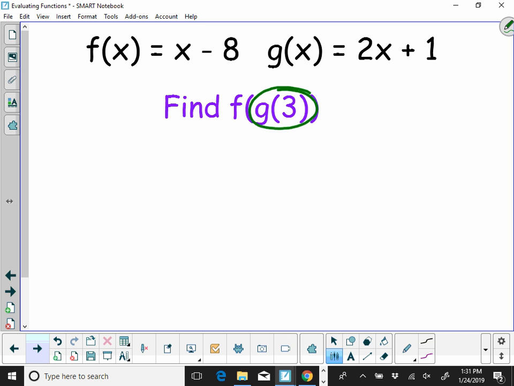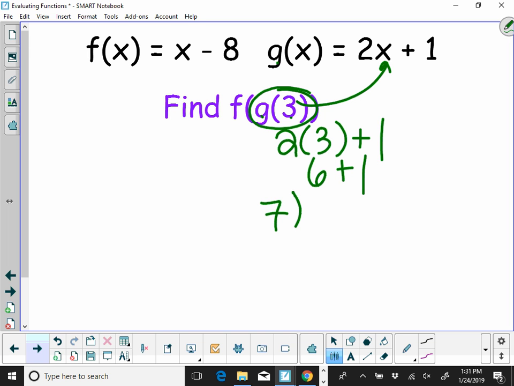So the first thing I need to do is find out what is g of 3. So I'm going to put 3 into which function? X for which function though? G. G of 3. So I'm going to put 3 here. 2 times 3 plus 1. And what is 6 plus 1? Okay, so g of 3 turned into 7.